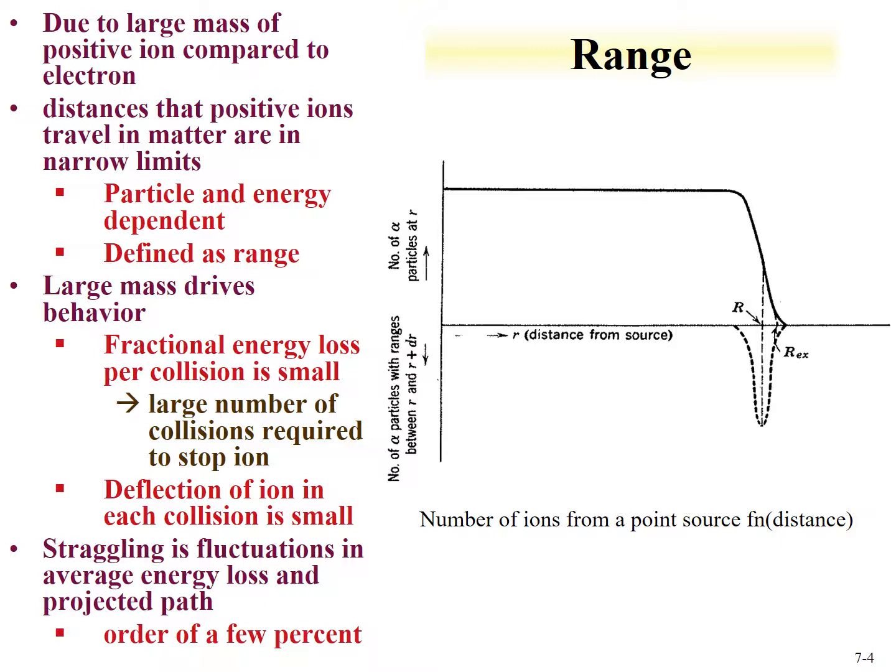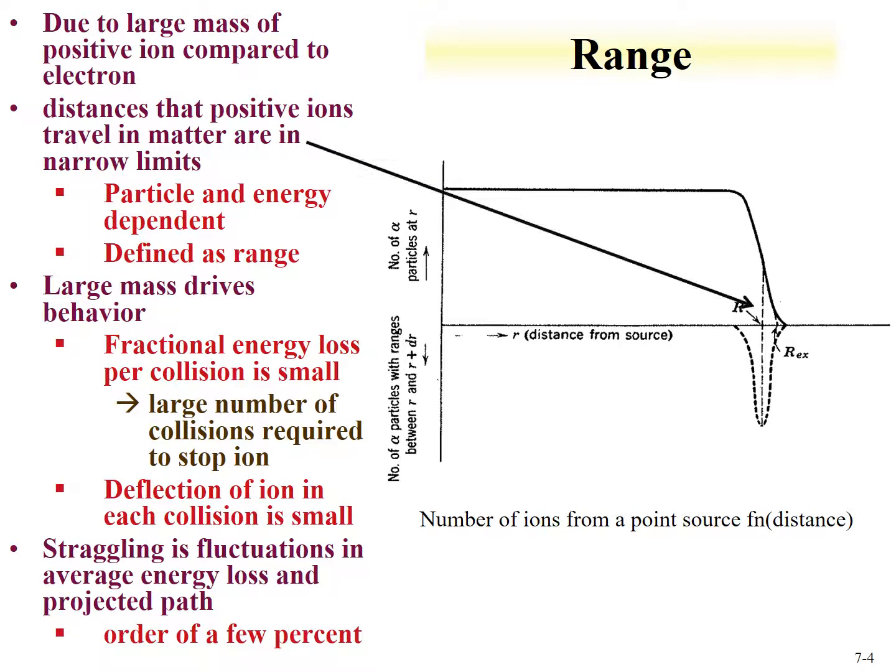As we discussed, there's an influence on the particle, its velocity, and the velocity of the K shell electrons. So there's actually an influence on the particle moving through different types of matter. One of the things that we will see is that the distance that a positive ion travels in matter is actually within a pretty narrow limit.